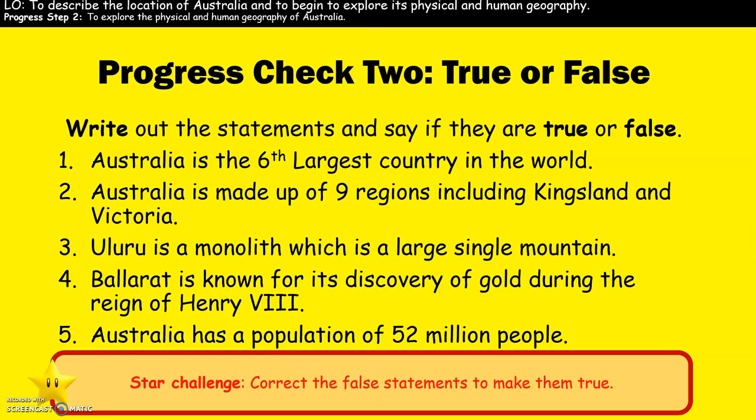So next progress check, progress check 2, is a true or false. What I want you to do is go through the statements and say whether they are true or false. So write them out on a piece of paper or in your book if you've got your book, and say whether they're true or false.